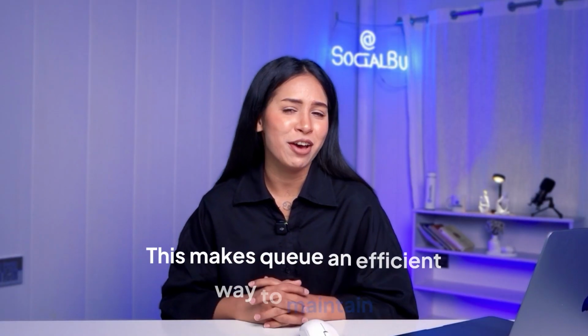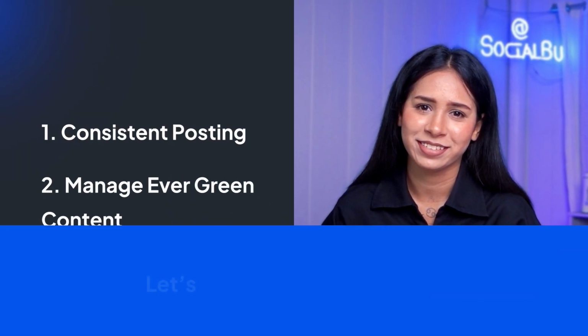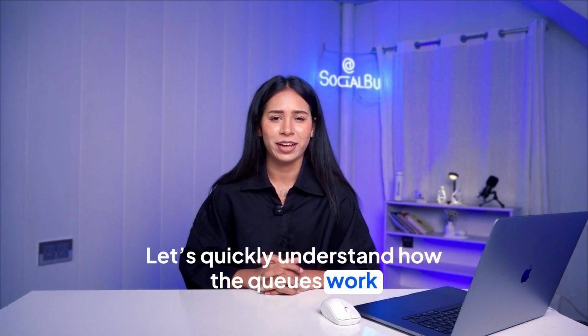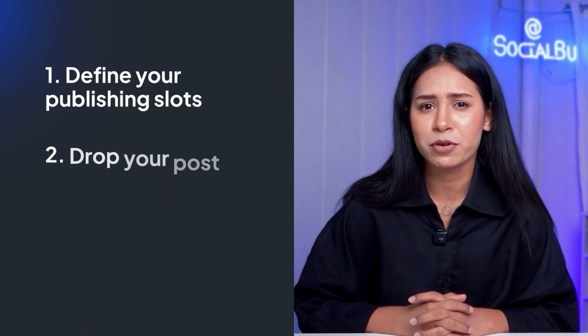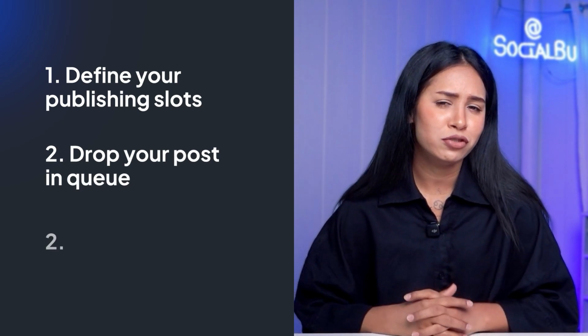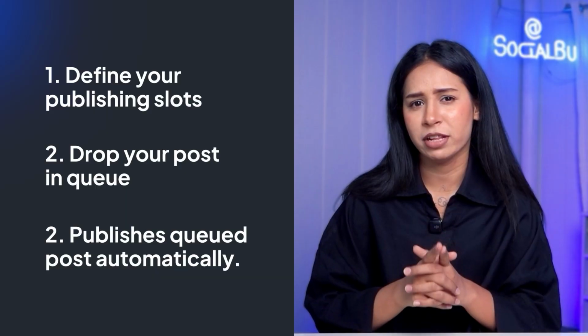And this makes Queue an efficient way to maintain consistent posting and manage evergreen content. So let's quickly understand how the queues work. Number 1, define your publishing slots. Number 2, just drop your post in the queue. Number 3, SocialBu will automatically publish your post in the queue using your next available time slot.